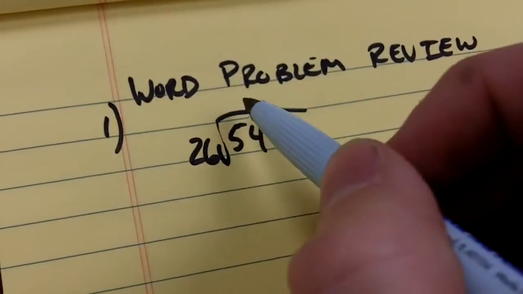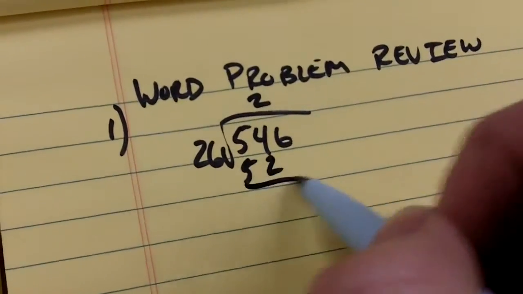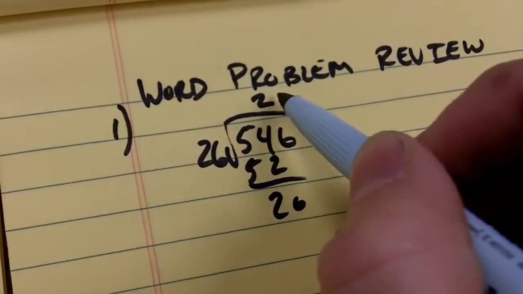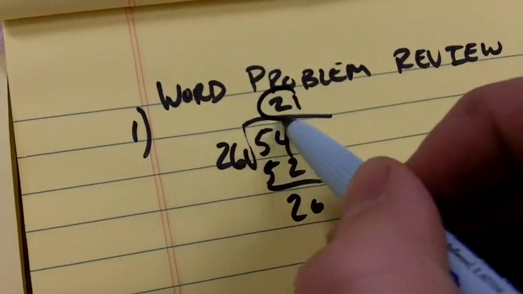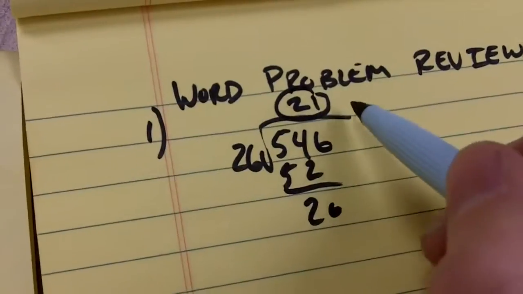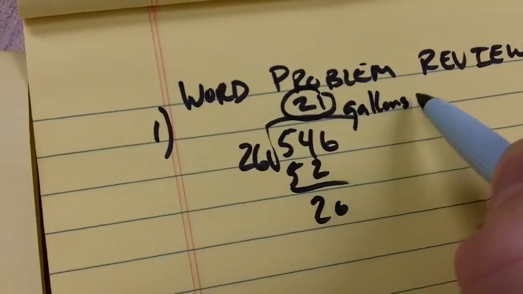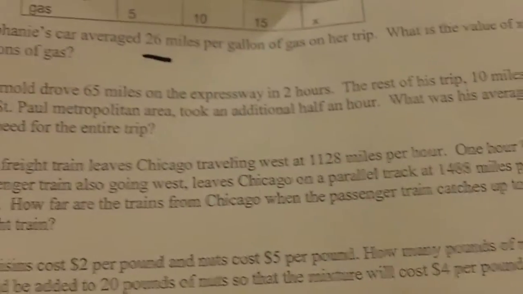26 goes into 54. Let's see, twice. That's 52. 26 goes into 26 one time. 21. So the answer is 21 gallons of gas. And that's basically 3 points on the test. Something like that is super easy. You should be able to do that.